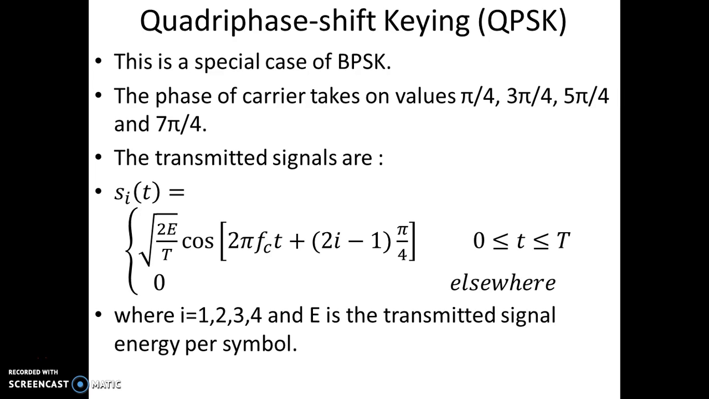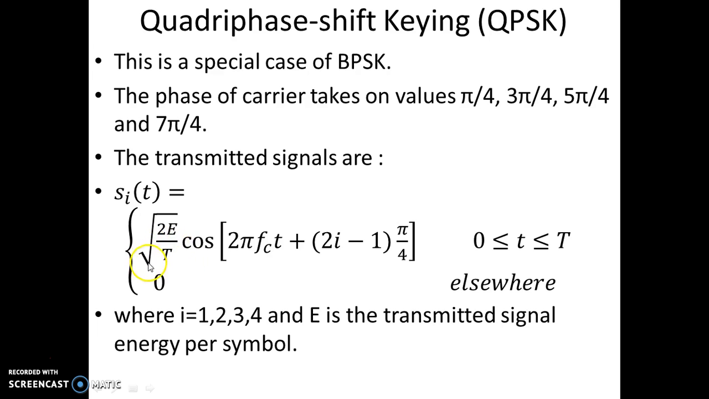Here in quadrature phase shift keying or QPSK, we have 4 values of phase that the signal can take. Those are given by pi by 4, 3 pi by 4, 5 pi by 4 and 7 pi by 4. By observing, you can understand that adjacent phases differ by an angle pi by 2. The transmitted signal is defined as Si of t equal to root of 2E by T cos of 2 pi fct plus (2i minus 1) into pi by 4, for 0 to capital T.